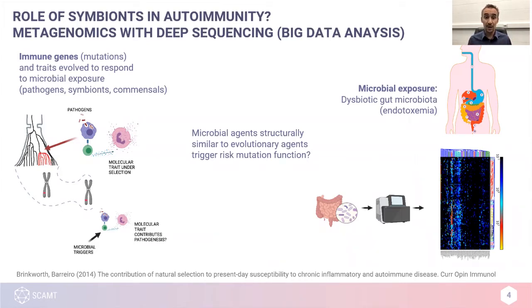So we are sequencing the microbiome from patients using metagenomics and deep sequencing, and we will be doing bioinformatic analysis to learn what's going on there, to learn about their function and structure, and hopefully to get insight about the connection between symbionts and autoimmunity and their interplay with genes. Now the next slide.